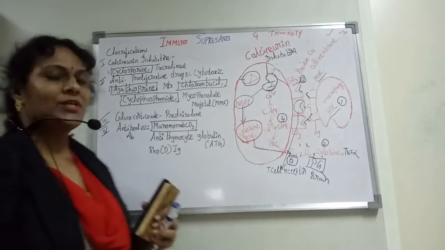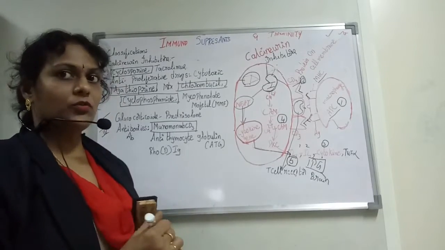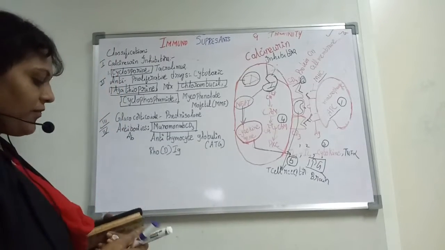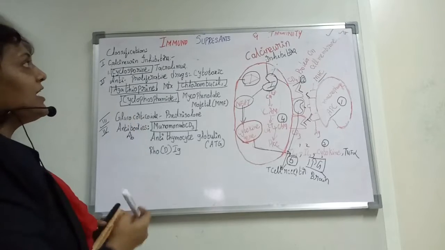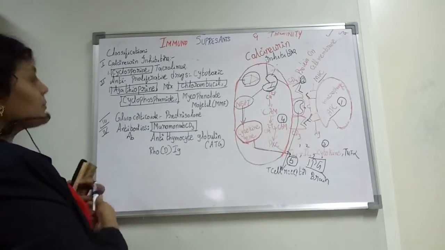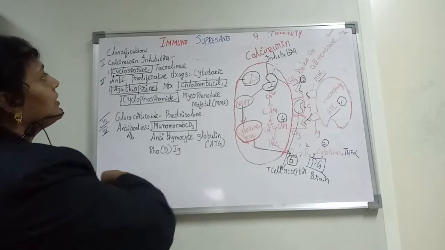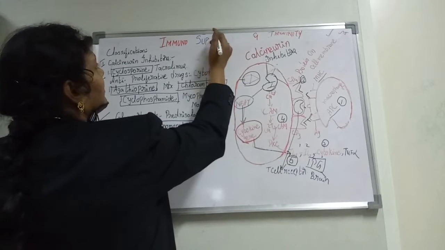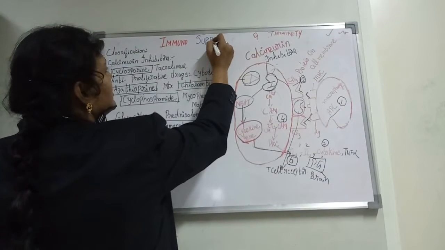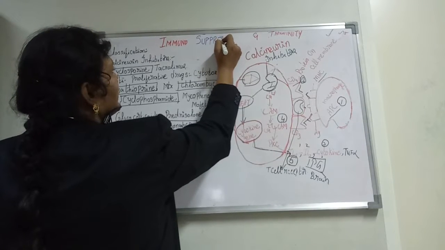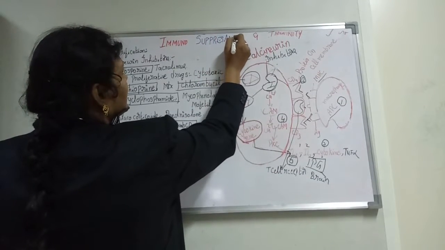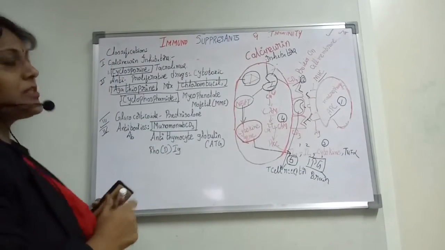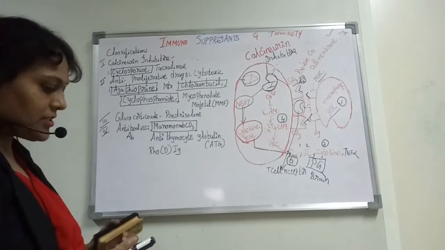In brief, once again we'll have a recap of all the classifications from the top, and we'll go to the mechanism of action. Here is the mechanism of action giving you the classifications of immunosuppressants. And here I wrote the spelling of immunosuppressants wrong, I think. Let me correct it. Yeah, this is the correct spelling. I'm just correcting myself. And these are the classifications I am giving you here.